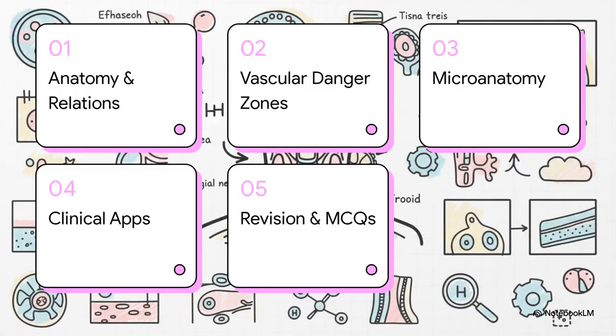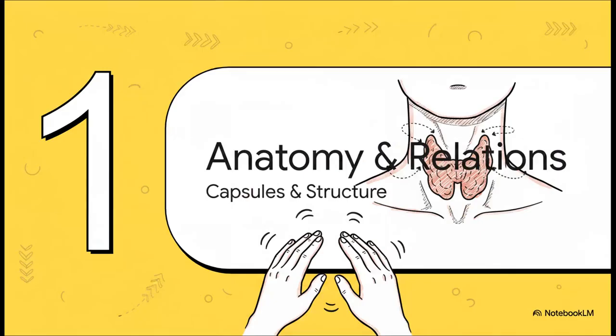So here's our roadmap for this explainer. First, anatomy and relations. Second, vascular supply and danger zones. Third, microanatomy and development. Fourth, clinical applications. And finally, we'll wrap up with some revision and MCQs. Okay, let's jump into Section 1, Anatomy, Capsules, and Relations.